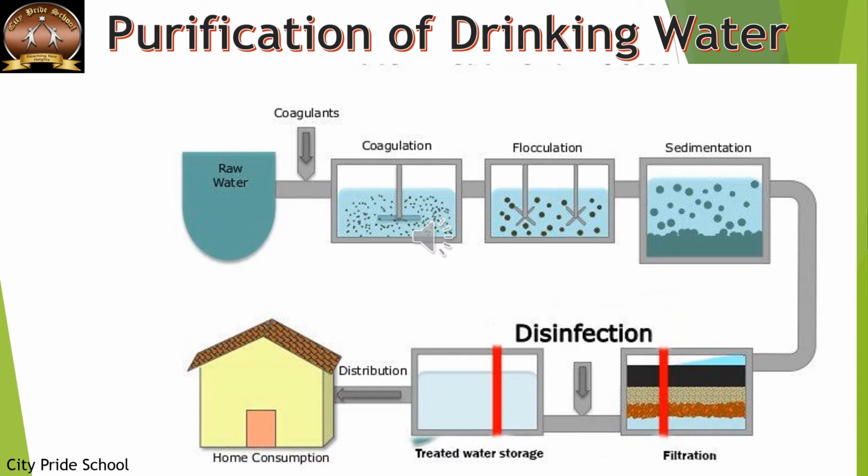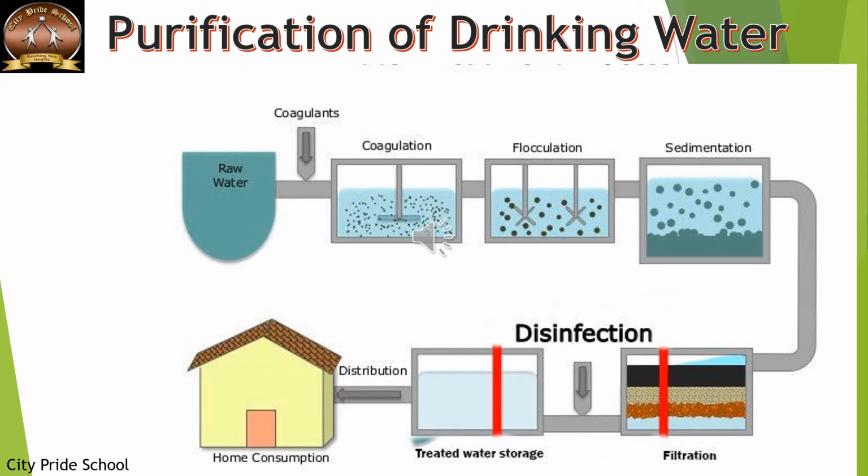down, causing sedimentation. After sedimentation, the layer of water above is again moved through pipelines to a filtration tank where there are many layers of filters that are used. You can see gravel, you can see sand, and even carbon is there. So water is allowed to pass through these filters so that still fine particles and microbes and other things can be removed. And after that, disinfection is done.